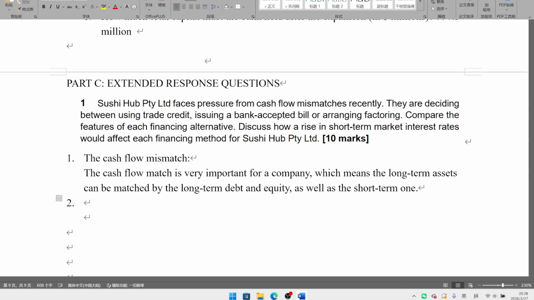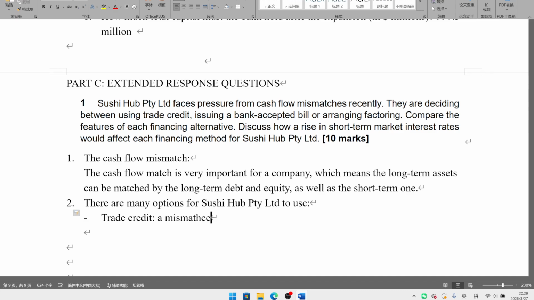So next we discuss the options for Sushi Hub Pty Ltd to use. The first one is trade credit. Trade credit with payment mismatch.